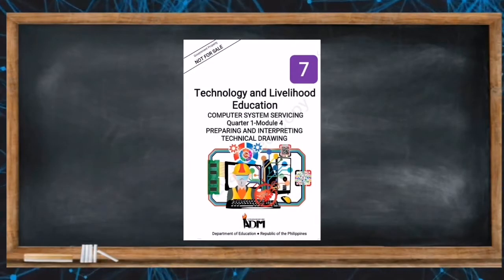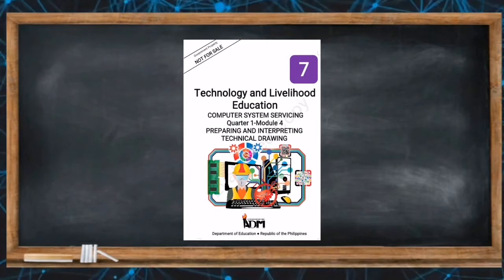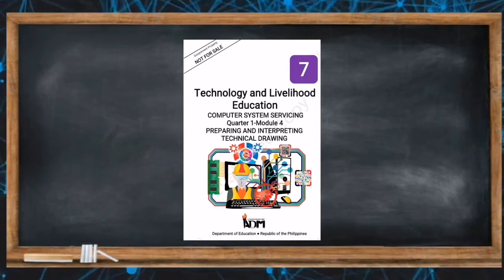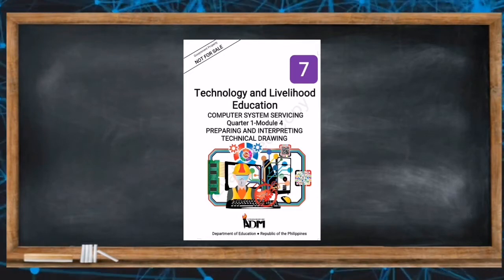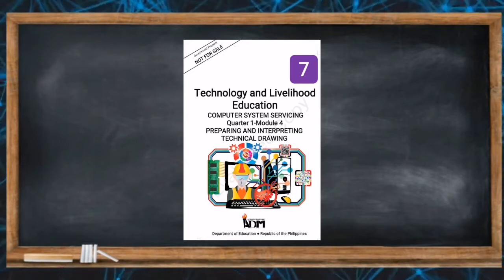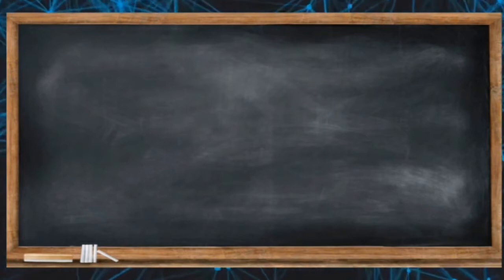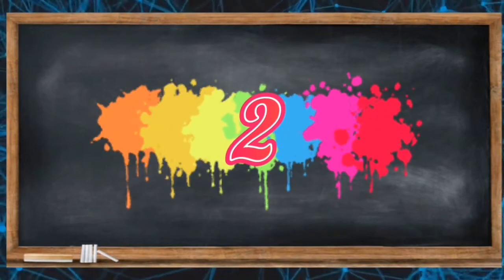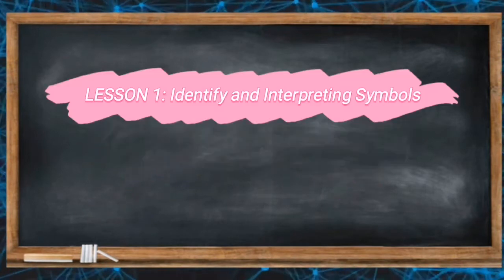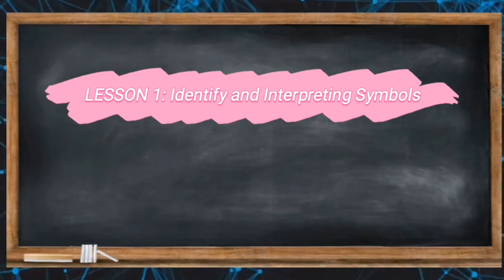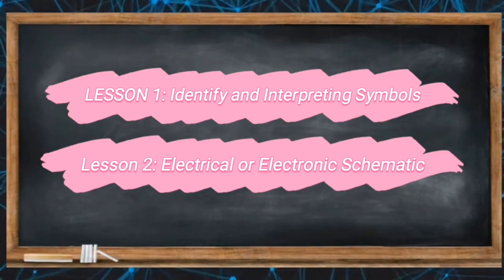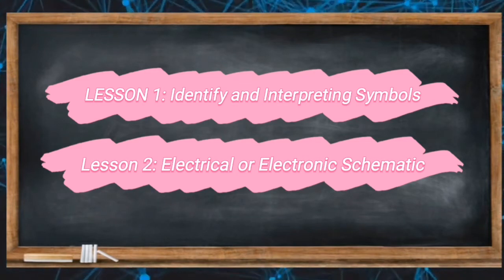Our module is entitled Technology and Livelihood Education, Computer System Servicing, Quarter 1, Module 4, Preparing and Interpreting Technical Drawing. Our module is divided into two lessons. Lesson 1, Identify and Interpreting Symbols. Lesson 2, Electrical or Electronic Schematic.